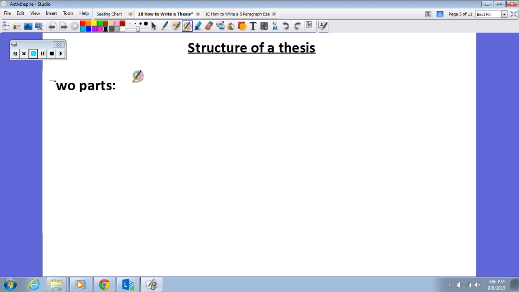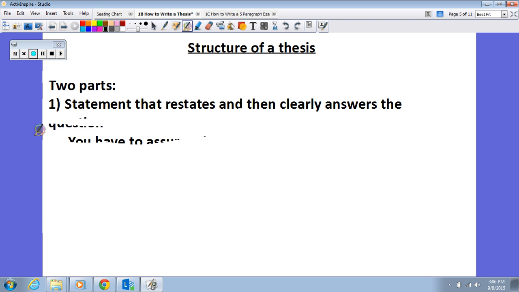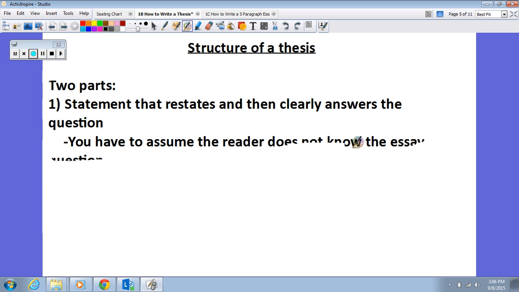Basic structure of a thesis, you're going to have two parts. The first part is the statement that's going to restate and then clearly answer the question. You have to assume, guys, this is a big key here, you have to assume the reader does not know the essay question. So our first part, we're going to restate it. The greatest basketball player of all time is, that's restating a question.